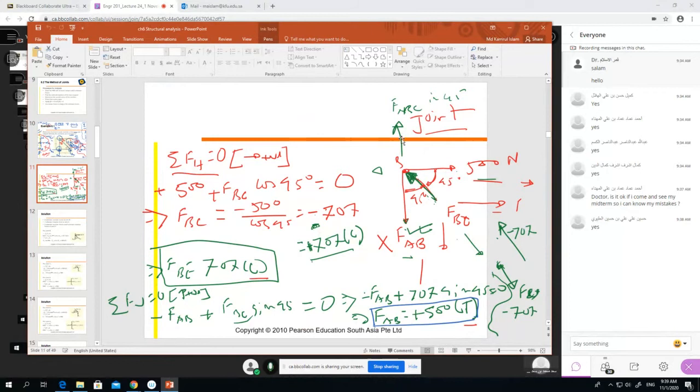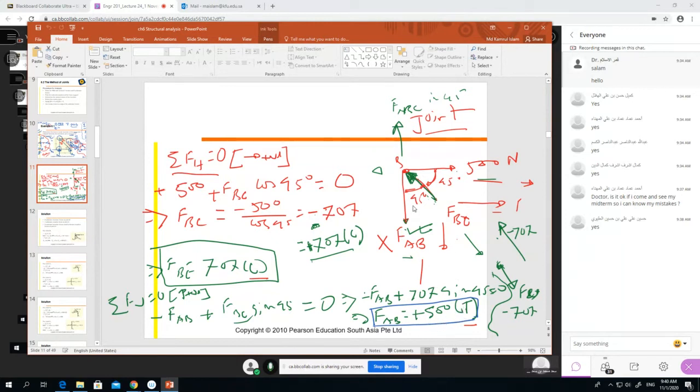For joint B, we took the summation of horizontal forces, and then we calculated FBC, and FBC had a negative result. We said that for a negative result, we just change the direction, and we got it as a compression. Then if BC is the compression, right? Then we took the summation of vertical forces equal to 0, and we got FAB with a plus sign. That means our assumption was correct. AB was the tension, 500 Newton tension, right?